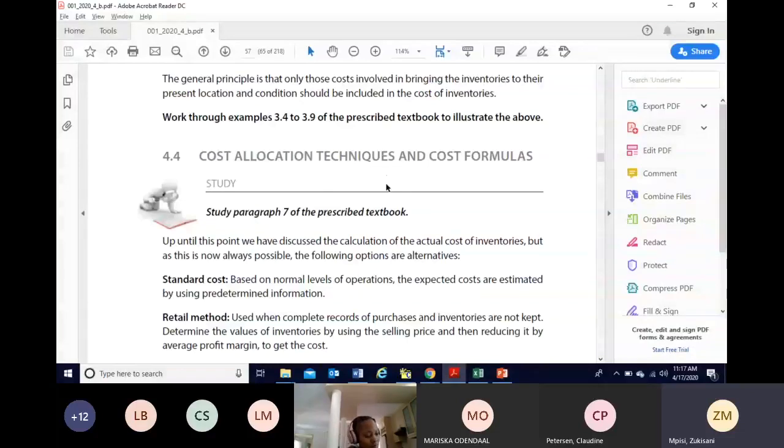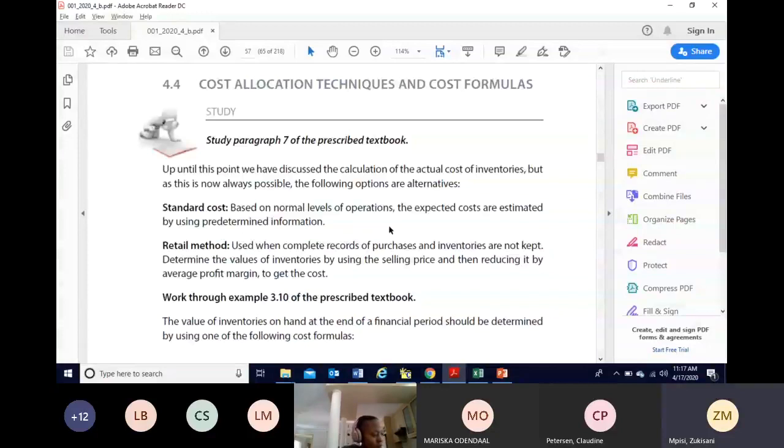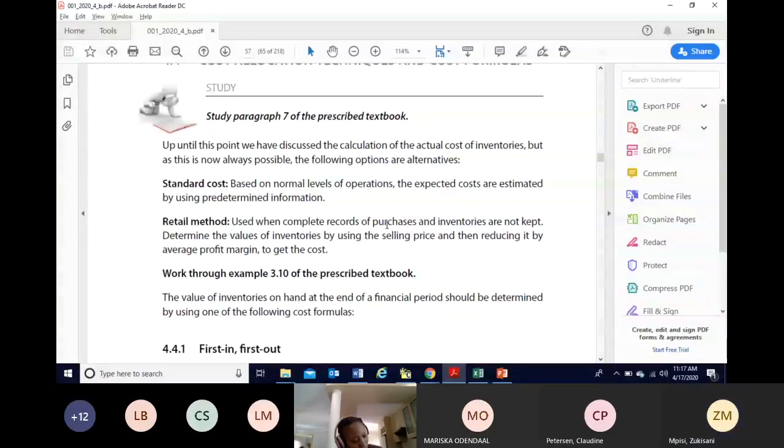Now, another important part in terms of inventory is something called cost allocation techniques or cost formulas. You can use the standard cost, which is based on normal levels of operation. This is where you are working on the production side, and the expected costs are estimated by using predetermined information. So when you are using standard cost, you will have your planning, where you've got your budgeted units that you were planning to have. You will have your actual units, and it will work on information in terms of the budgeted units to get you to the cost.